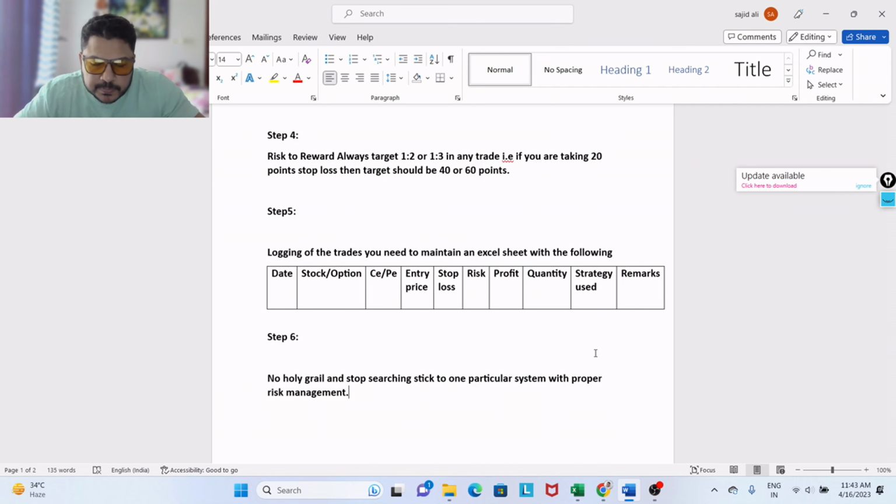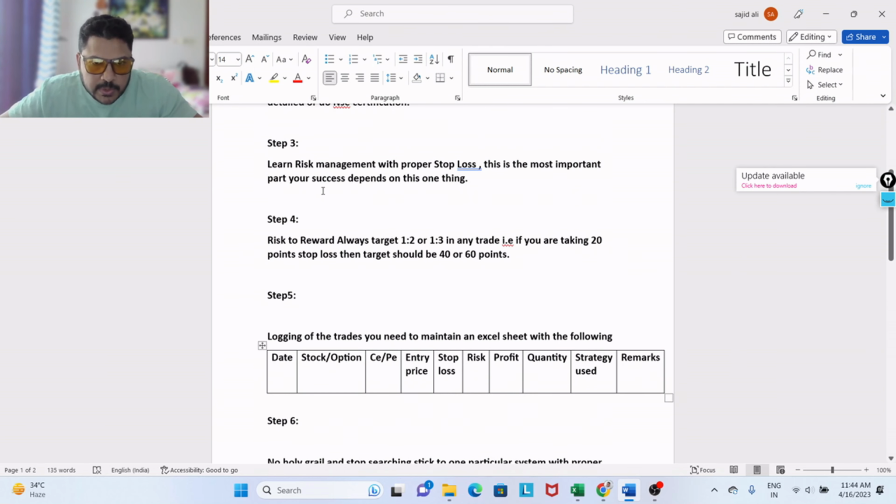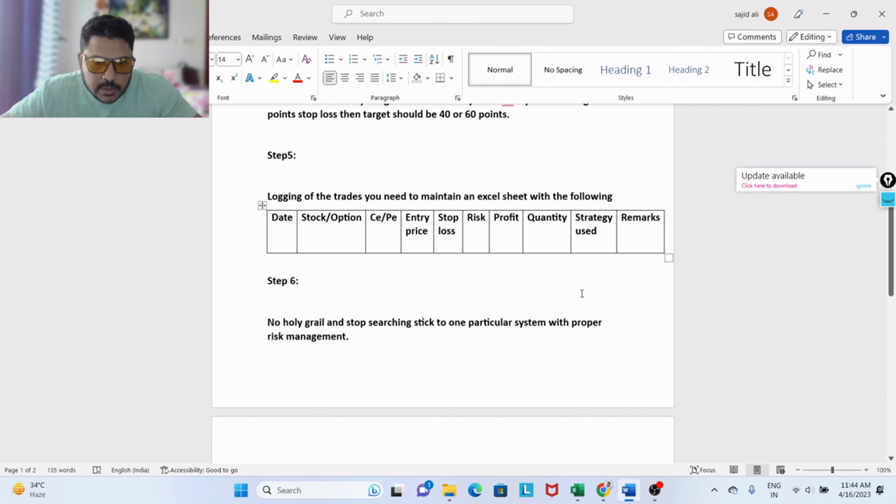Then the most widely made mistakes are step number 3 and step number 4. Step number 3, where you don't cap your risk. Always cap your risk, that is more important. And step number 4, risk to reward, 1:3 or 1:2. This is more important for you. Only then you will be profitable.